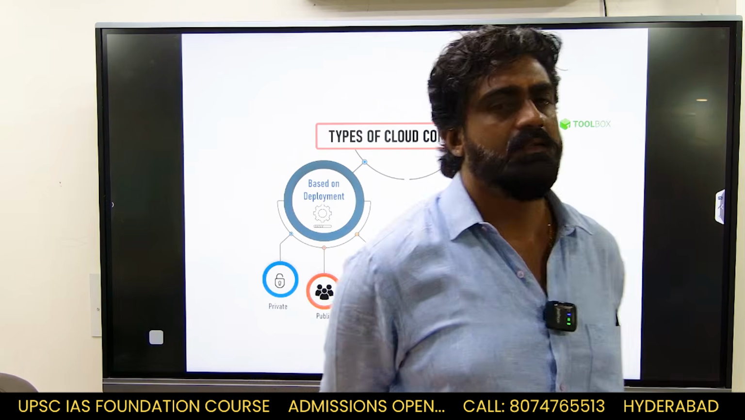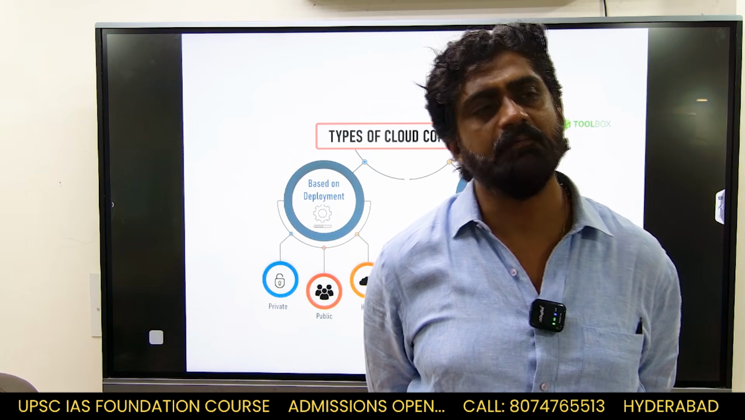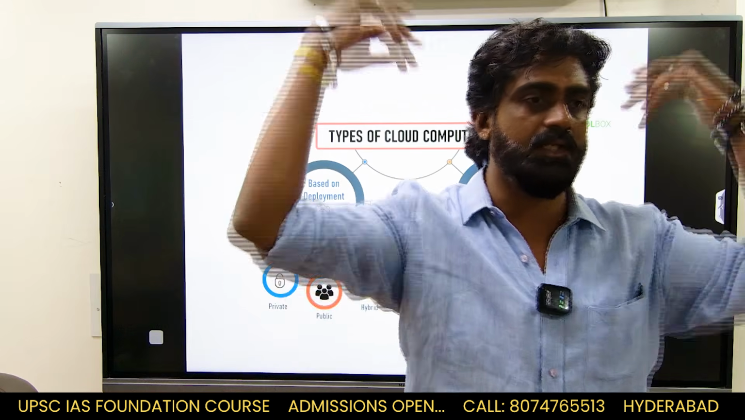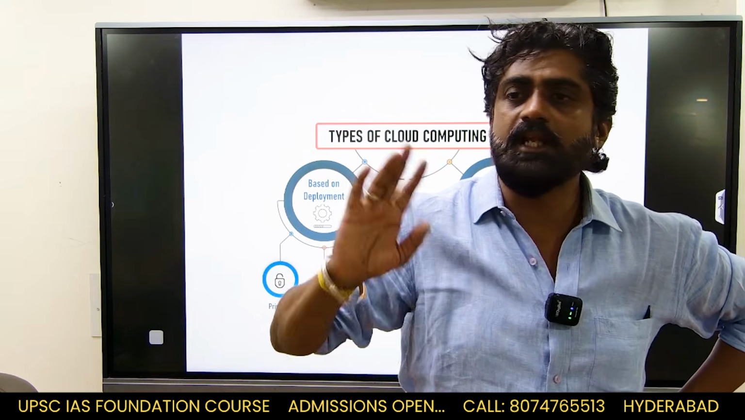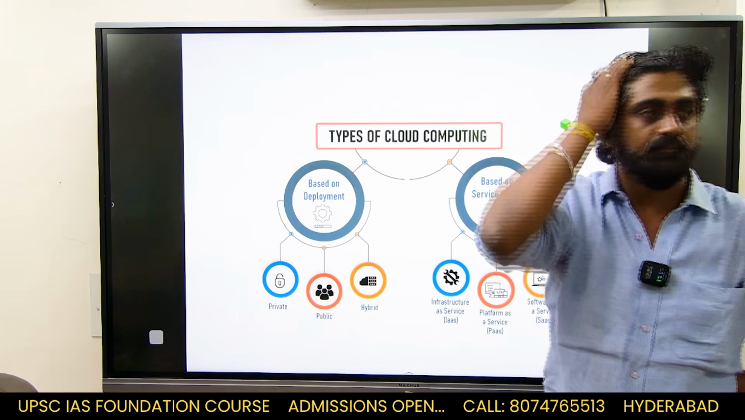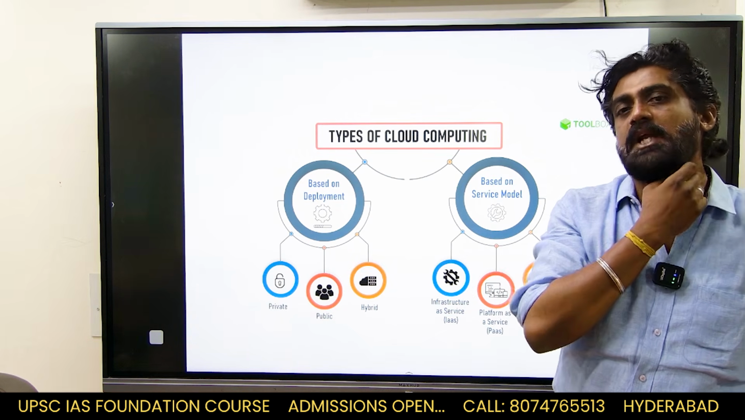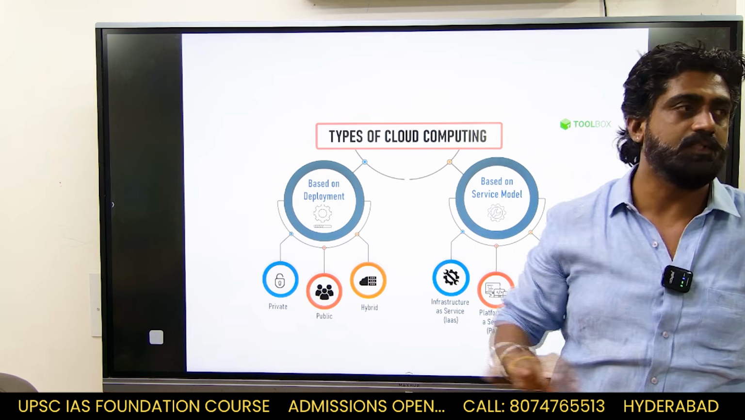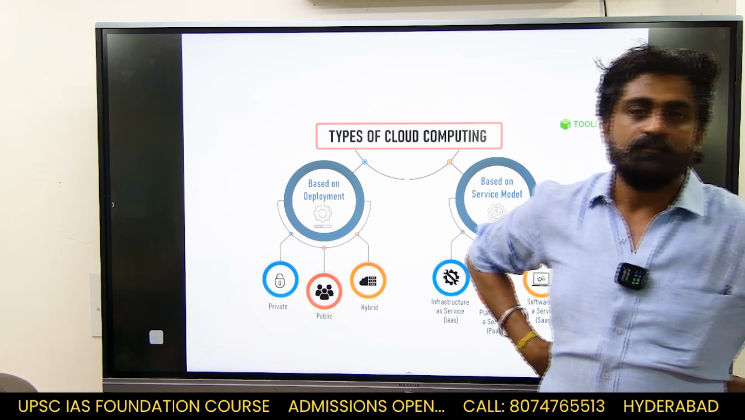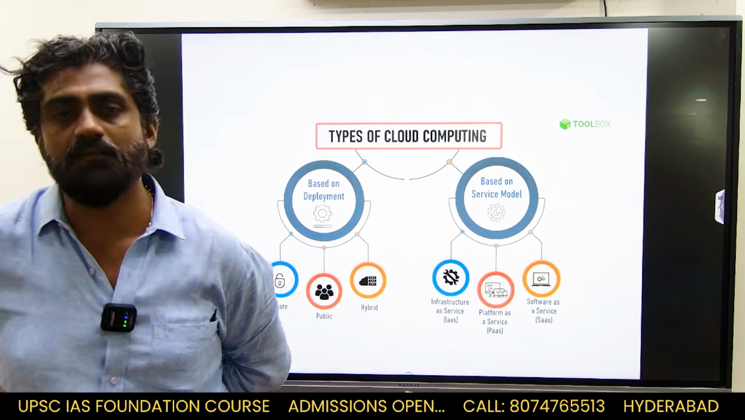Clear? Like you, like me, millions of users are using Facebook. Everybody is using Facebook. Everybody is uploading there, even on YouTube. Everybody can access. That is called public cloud. Okay. For example, DRDO, they are using some cloud where they store everything. That's called private cloud. Where half is open for the public and a bit is secretive and confidential, that is hybrid cloud.